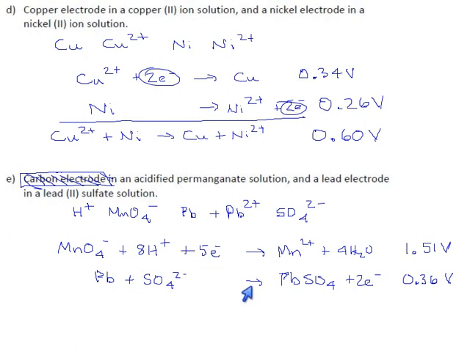Now, I want to match up my electrons here, and 5 to 2 is a little awkward. The lowest common multiple for these guys is 10. So to get 10 electrons, I'm going to double the first reaction, twice as much of everything. And I'm going to quintuple, multiply by 5, the second reaction. Times 5 for everything.